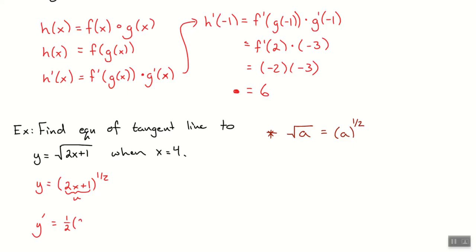1/2 times 2x plus 1. What's my new power? The negative 1/2, because we just subtract 1 from it. And then we multiply this by the inside's derivative, 2. Something super convenient happens here.